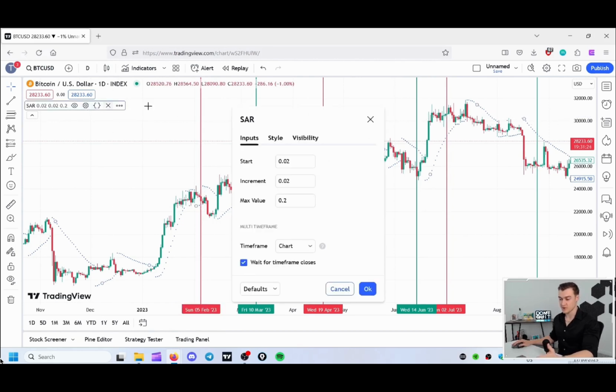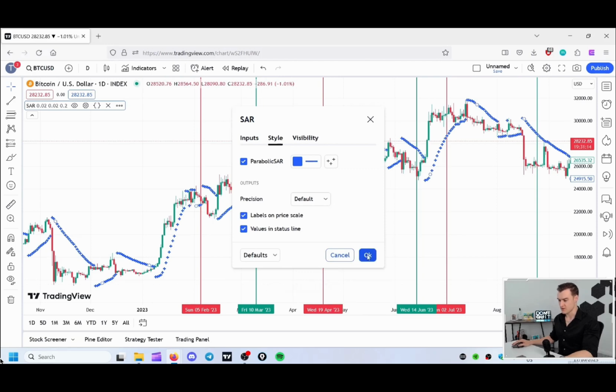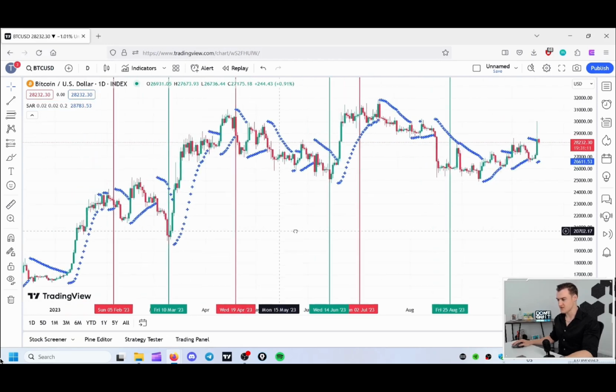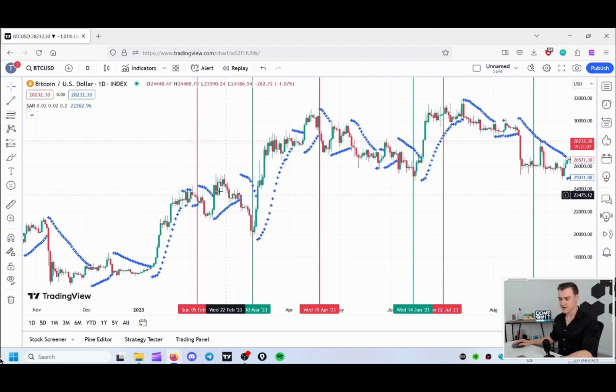So personally, I would go into the settings and go to the style. And as you saw previously, I would make those indications a little bit thicker so that they're easier to see. So I will click OK, and you can see that it's far easier to read now. However, you can see that it's not operating over the intended periods that we wanted it to.